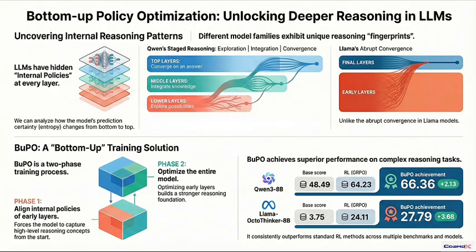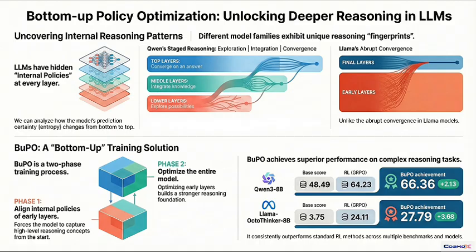Okay, so BPO is the solution here. It's an RL paradigm that sequentially optimizes the internal layer policies first, like, say, layer 6, and then it optimizes the overall model policy. Exactly. The mechanism is really elegant. BPO isn't just grading the final exam. It's tutoring the student throughout the entire semester.